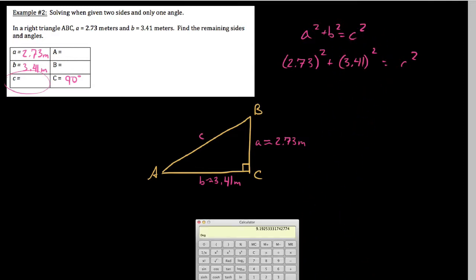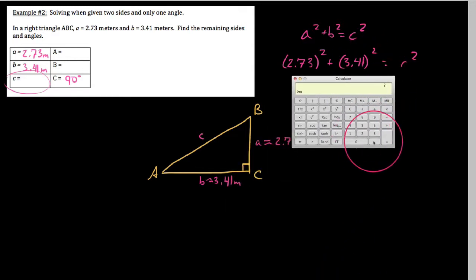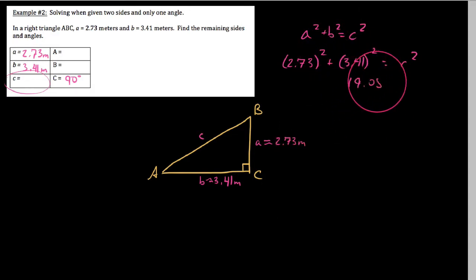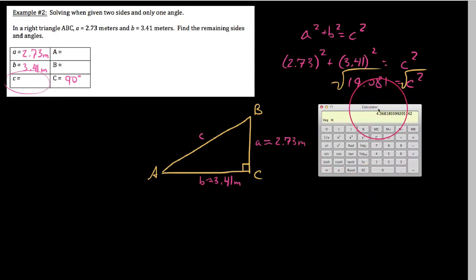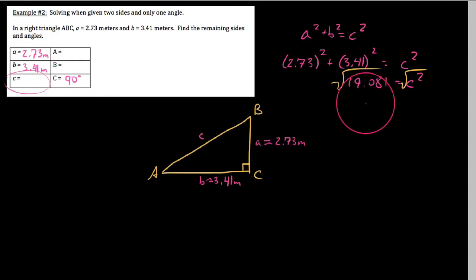We could grab a calculator to help with these calculations. So for instance, we could say 2.73 squared, and I'll add that to the memory. Then 3.41 squared, and I add back what I had in memory. So the left side of this equation is 19.081, and this is equal to c squared. But what we want is just c. So, without rounding yet, we take the square root of this number, and we get about 4.368. So c is about 4.368, and we want to make sure we label this. This was in meters.